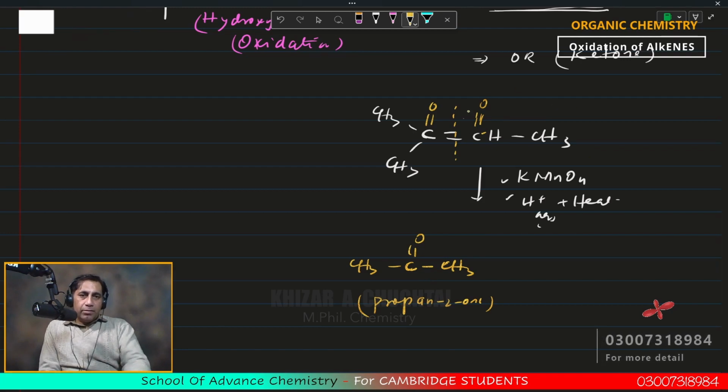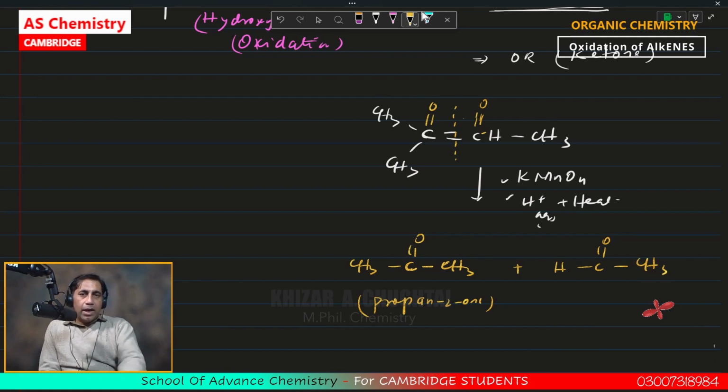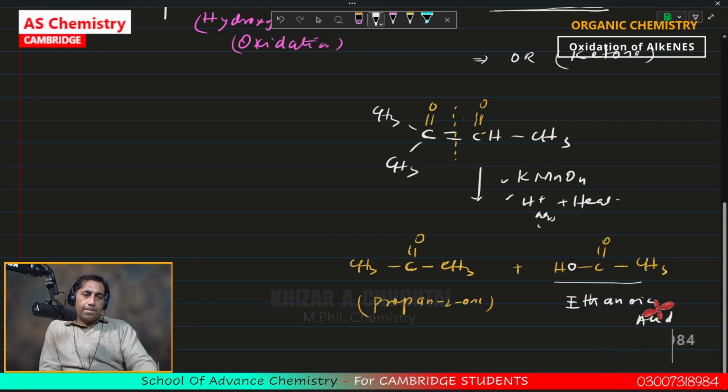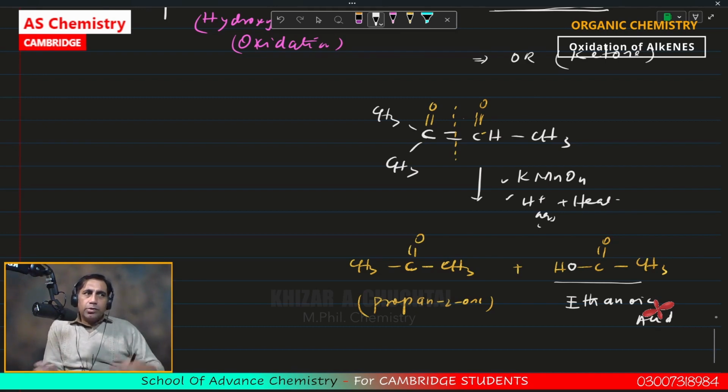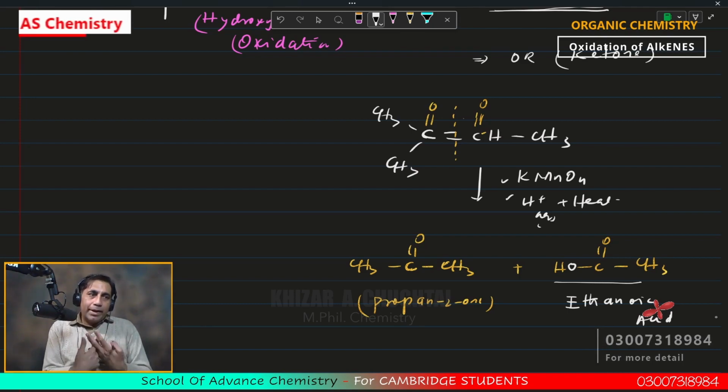Now come toward this carbon, this side. What is the answer for this side? What appears over here is this one. It's an aldehyde. Aldehyde can be oxidized further and it will be changed into acid. What is the name of this compound? Ethanoic acid. In case of acid, there is no need to write any number. So basically, this is the way to diagnose and predict.